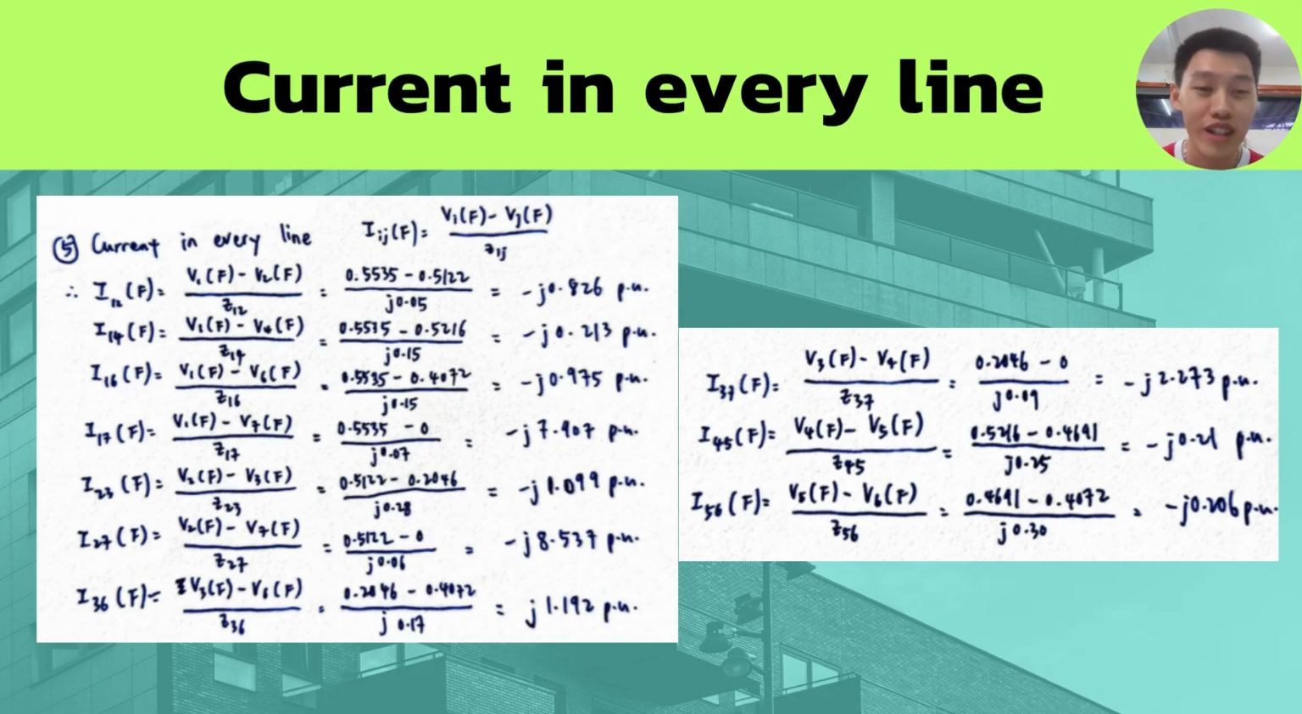After obtaining the voltage at every bus, we can now calculate the current in every line. The current in every line is calculated using the formula Iij fault equals Vi fault minus Vj fault, all divided by the impedance of that line, Zij. For example, I12 fault is equal to V1 fault minus V2 fault divided by Z12. For every line, the current is calculated here. For a line that doesn't exist, for example between bus 1 and bus 3, there's no line connecting them, so the current in that line will just equal 0, which is not calculated here.